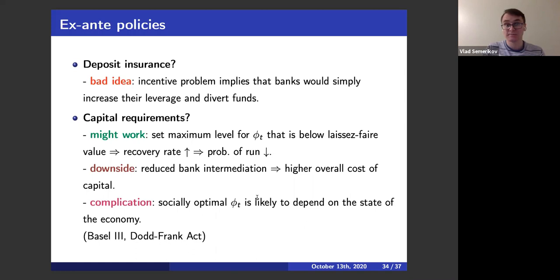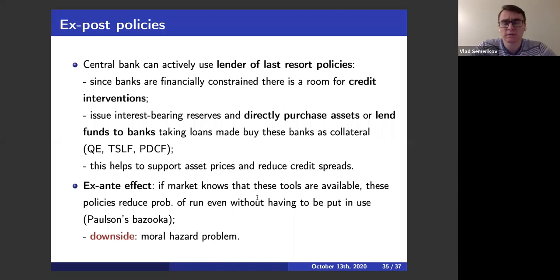What about ex post policies? Ex post policies are all dealing with the central bank's ability to act as a lender of last resort. Because the banks are financially constrained in this economy, there is room for credit interventions by the central banks, and we can suggest direct asset purchases or direct lending to the banks in order to support asset prices and reduce credit spreads. And in fact, this is exactly what the Fed did during the economic meltdown of the last decade.